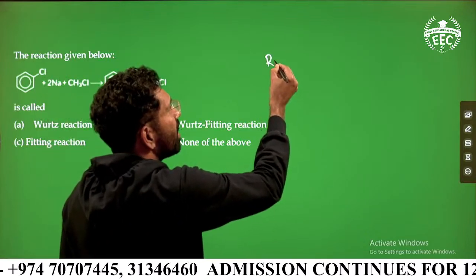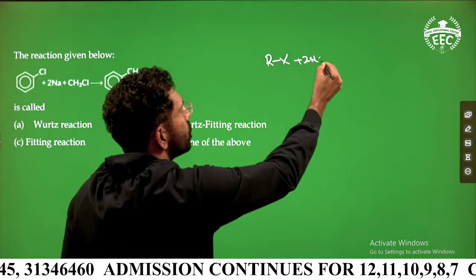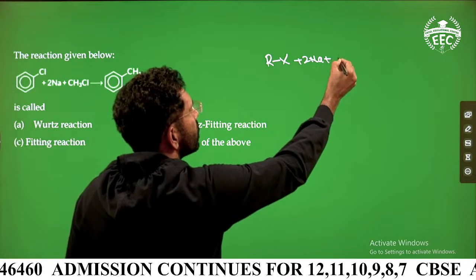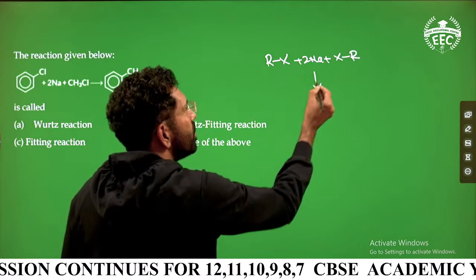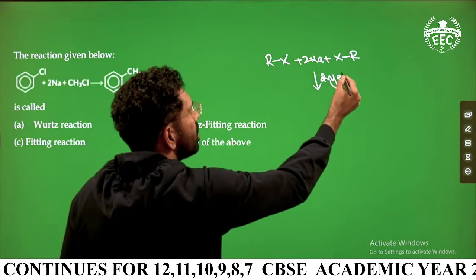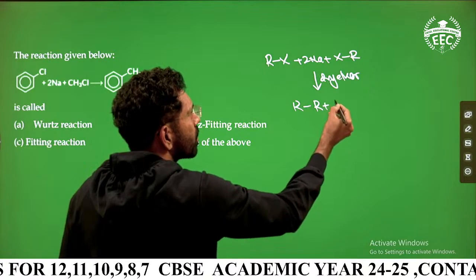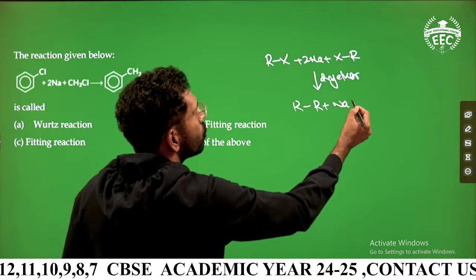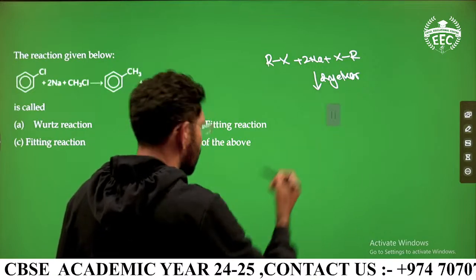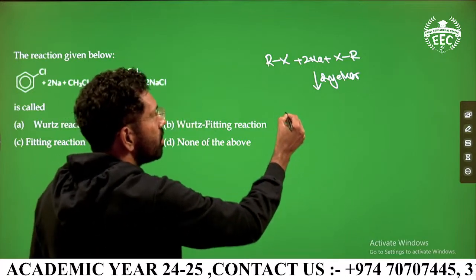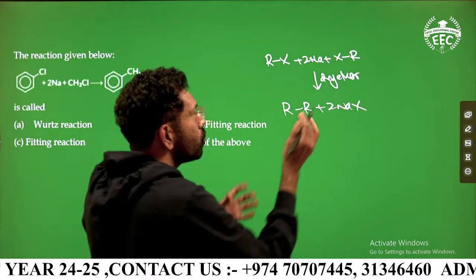2 alkyl halide is there with me. On treating it with metallic sodium, in presence of dry ether, you will get alkane with a double number carbon. That is equal to Wurtz reaction. This is RR plus 2NaX. This is equal to Wurtz reaction.